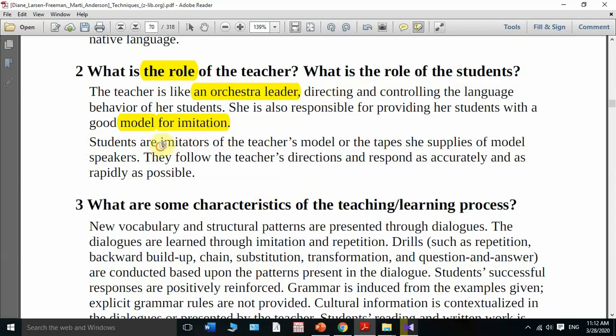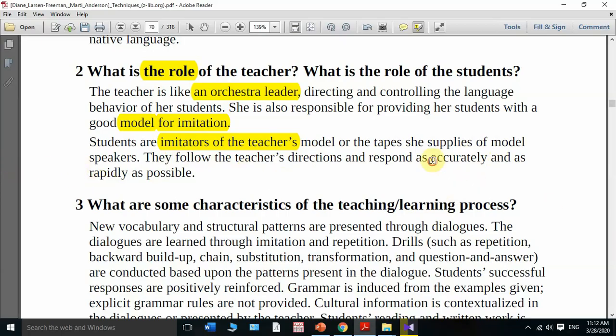So they act as imitators of the teacher's model, or the tapes she supplies of model speakers. So we said that the teacher can say or act out the conversation herself, or also she can use tapes or CDs or DVDs. They follow the teacher's directions. Students follow the teacher's directions and respond as accurately and as rapidly as possible.